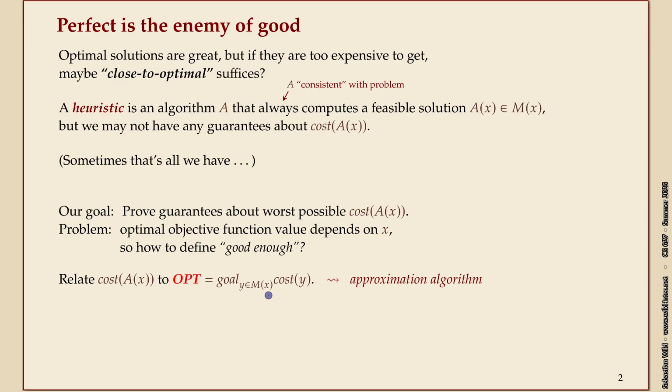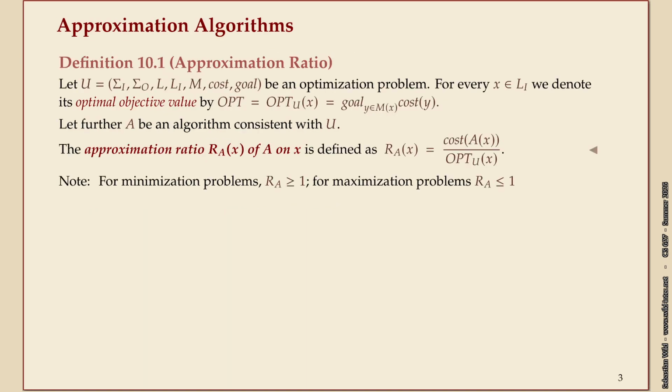Then we go over all feasible solutions and take the cost of those, and the optimum is the best possible cost. If we can somehow relate the cost of the output of our algorithms to the optimal cost, that's what we call approximation. And to make it quantitative, we look at the ratio. That's in short what we do.